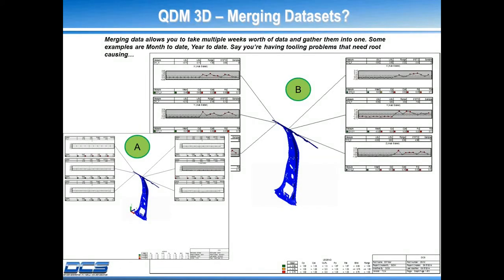Monthly data, where you normally look at weekly reports, but eventually you want to look at overall your month-to-date report. So that's what we're looking at, say, before a tooling change or a week one's data on the image A, and image B has all the data for that month.